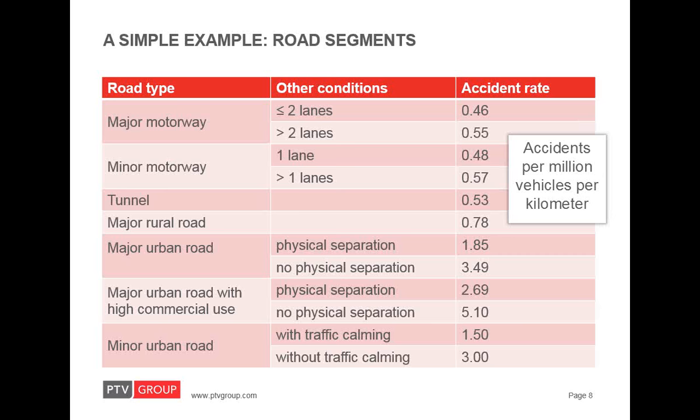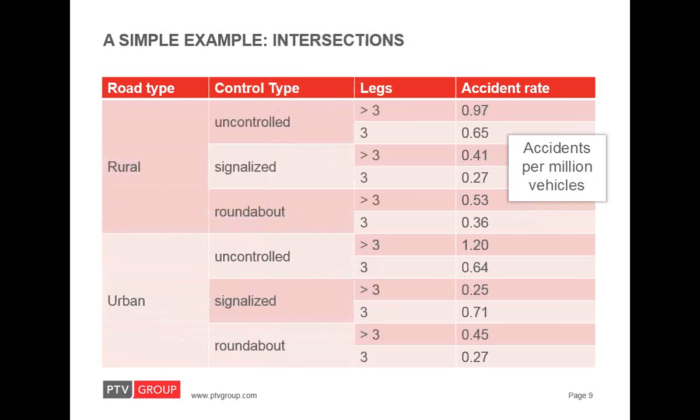These are the rates for the road segments, and as I said before, we also have a look at intersections. And at intersections you typically at least have different types for the different control types, and typically you also want to distinguish between 3-legged intersections, that's T-junctions, or real intersections where more than 3 roads intersect. And you have again an accident rate. Now this time you don't have a length, so this is just accidents per million vehicles going over this intersection.